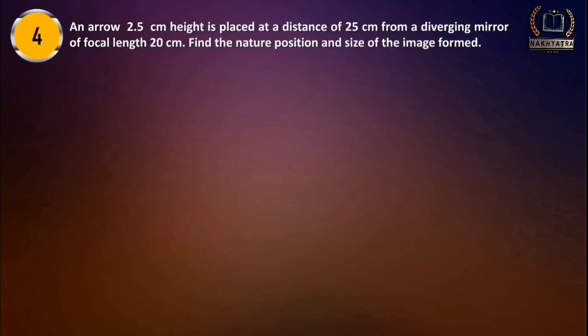Question number 4 says, an arrow 2.5 cm in height is placed at a distance of 25 cm from a diverging mirror of focal length 20 cm. Find the nature, position and size of the image formed.